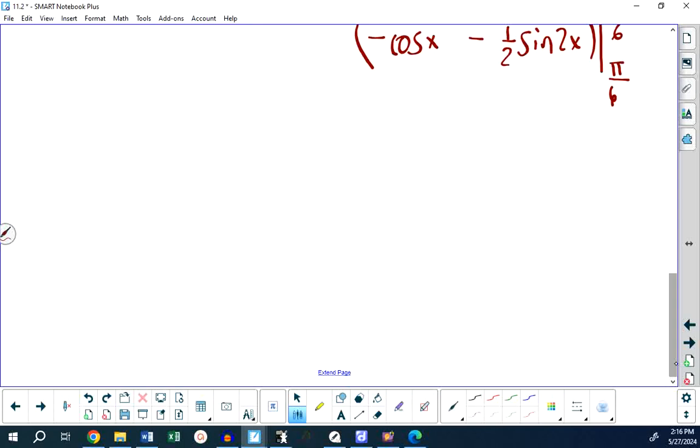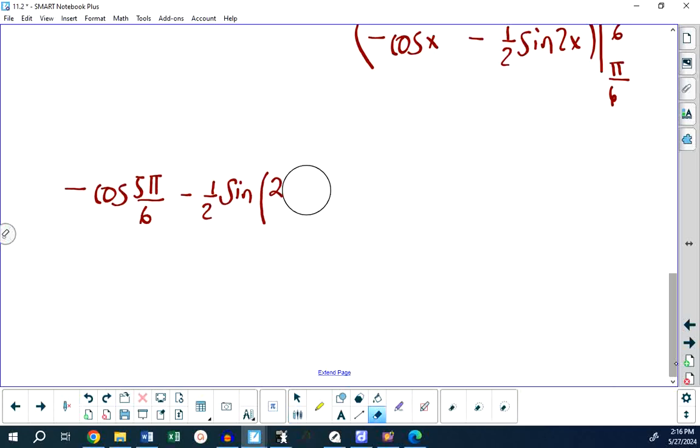now, I would be really tempted to factor that negative 1 out, and that has a lot to do with what we're going to talk about today, but I'll leave it in. We're going to have negative cosine of 5 pi over 6 minus 1/2 of sine of 2 times 5 pi over 6. And if it were just me doing this and I weren't worried about students and questions and learning, I would have written 5 pi over 3 there.